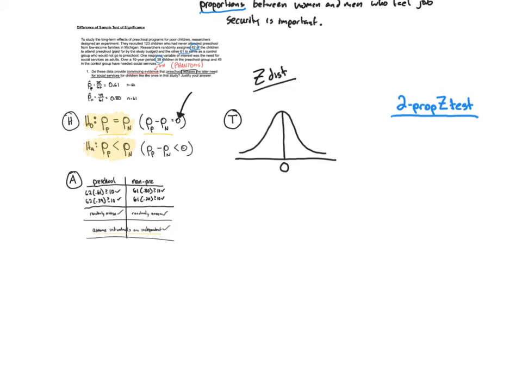I have values to use here. Okay, first of all, what does my z calculation look like? All right, here's the generic z. Actually, let me write the generic z over here so you can put it in your notes. Z is p hat 1 minus p hat 2 minus the claim, which is always going to be 0, over, remember we got to go to here.